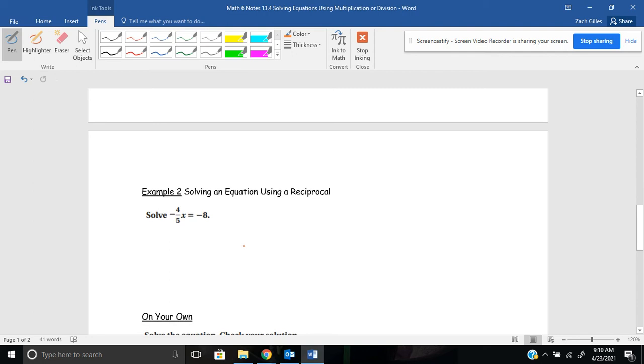Moving on to our next example, it says solving an equation using a reciprocal. If you remember what a reciprocal is, it's like a fraction flipped. So here's an example. Let's say I had 3/4. The reciprocal is equal to 4/3, right? You're just switching around your numerator and denominator.